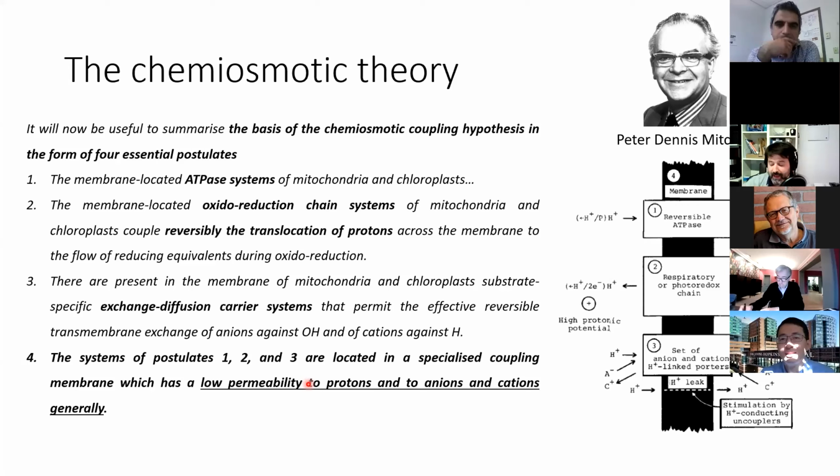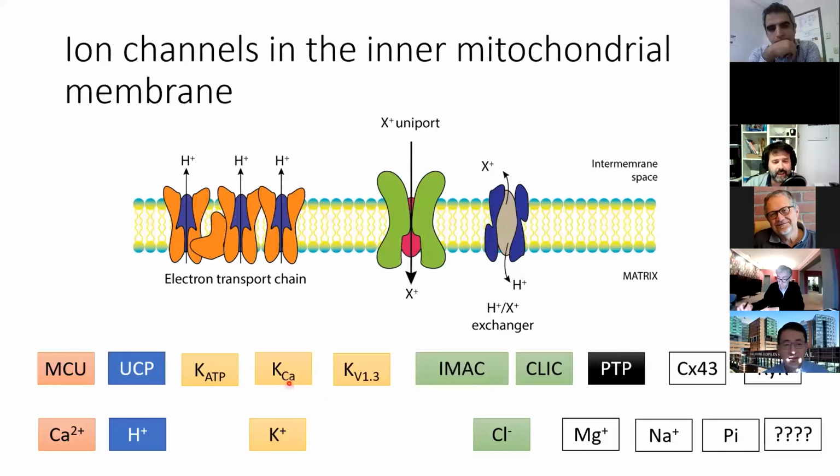and controlled very carefully. The point is that the electron transport chain generates a huge electrochemical gradient across the inner mitochondrial membrane, up to 200 millivolts negative inside. This represents a huge threat, especially for cations, because there is a huge driving force driving cations inside the matrix.